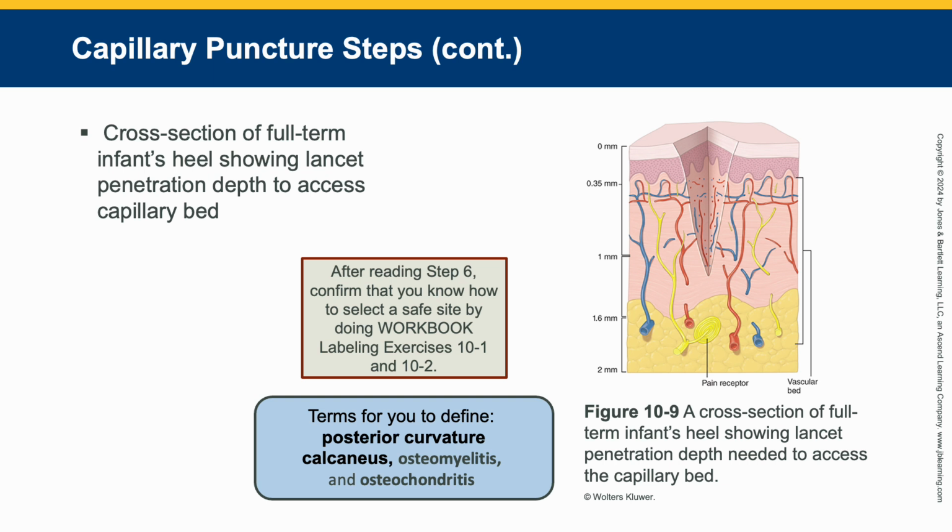Two other words you need to know are osteomyelitis and osteochondritis. The first one is osteomyelitis. This means if we were to give them a puncture and hit the bone, we can cause inflammation of the bone marrow and the adjacent bone, and that is osteomyelitis. Osteo being bone and myelitis being that inflammation. If you have osteochondritis, that is inflammation of the bone and the cartilage, and that is due to an infection.